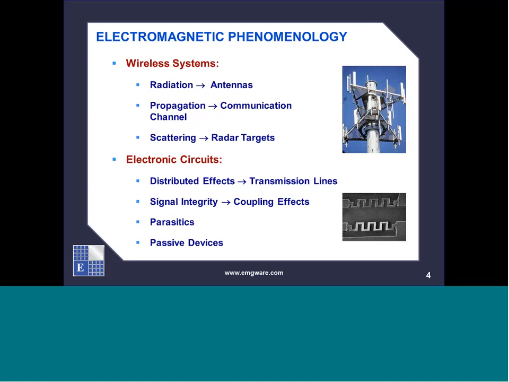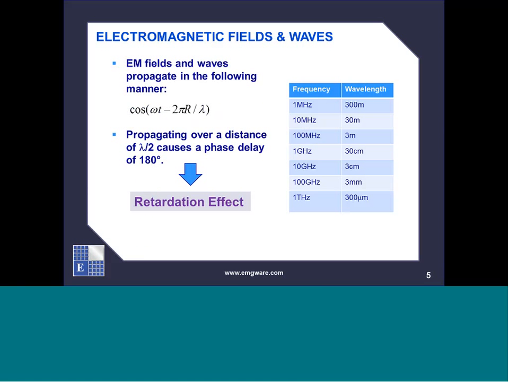For example, signal integrity: whether the signals maintain their shape and fidelity when they travel over these transmission lines. And there are issues like parasitics, the unwanted, undesirable coupling between elements that are in proximity of each other. And then there are also passive devices like filters, power dividers, couplers, different types of things that are meant as an electromagnetic device. These are the types of problems that fall under electronic circuits at high frequencies and require electromagnetic modeling.